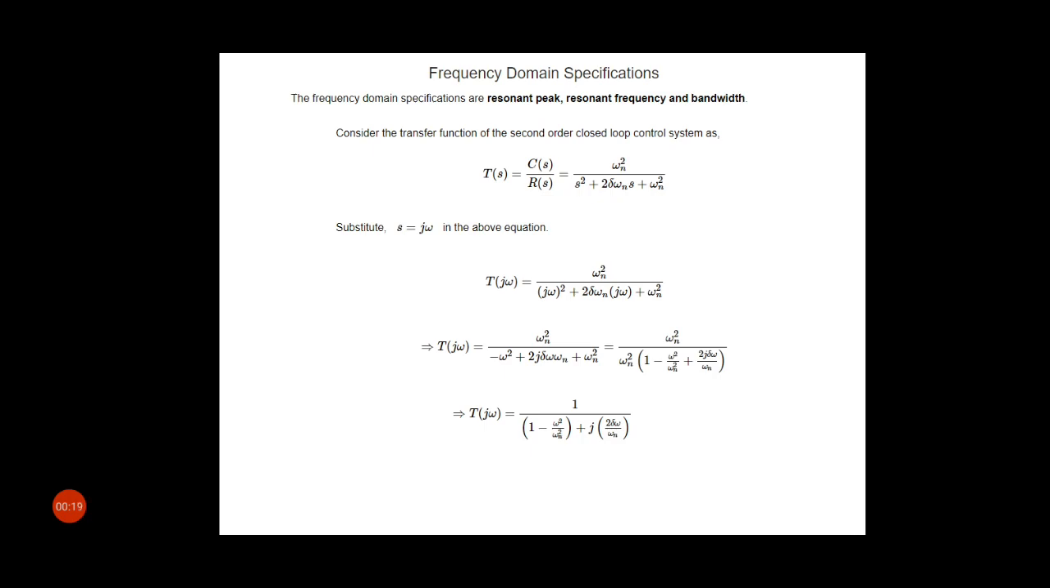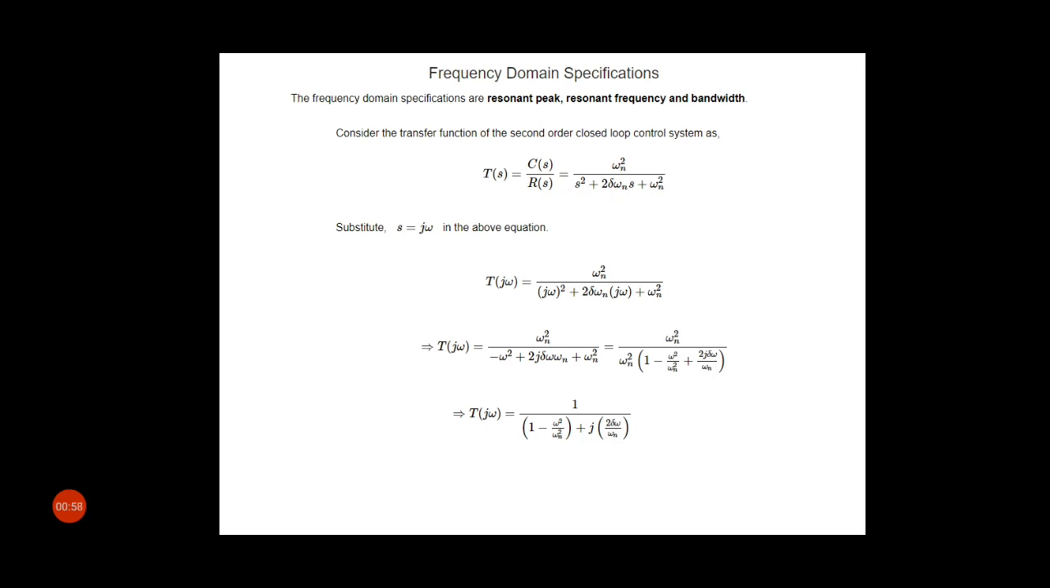So see here, we consider the transfer function of the second order closed loop control system, T(s) = C(s)/R(s) = omega_n square divided by s square plus 2 zeta omega_n s plus omega_n square. Here zeta is the damping ratio, so this is only zeta, nothing else.